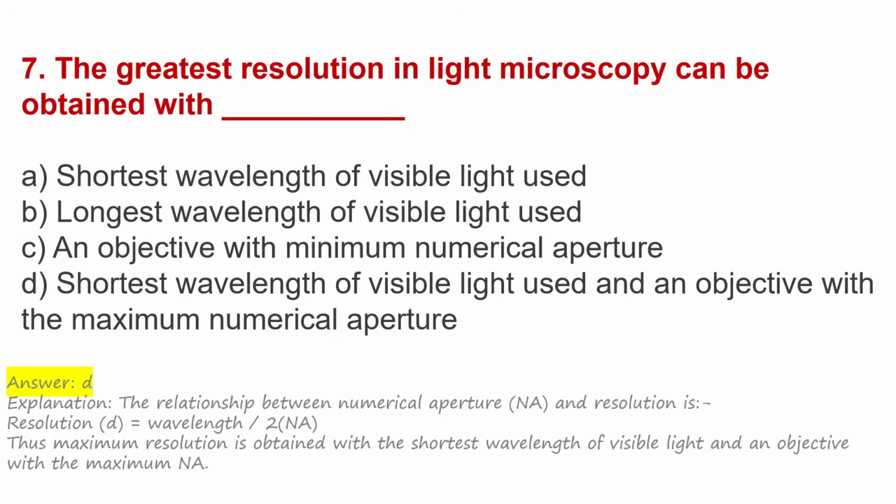So it means that you need a larger numerical aperture for the objective, and then you need the shortest wavelength. That is why the shortest wavelength of visible light used and an objective with a maximum numerical aperture will be the best to give you the greatest resolution in light microscopy.